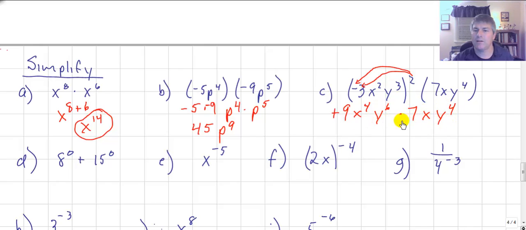So I'm not quite done here. Got 9 times 7, 63, x to the 4th times x to the 5th, and y to the 6th times y to the 4th, a power times a power. My base is y. I add the 6 and 4 and get 10.